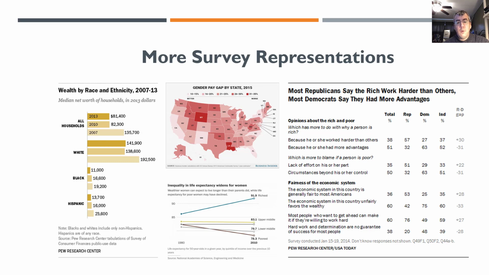All the way to the right, we have another type of percentage poll based upon specific questions. They're asking questions between rich and poor about who works harder, and they're targeting Republicans, Democrats, and independents, and looking at the percentage of each. They'll ask a question such as, which has more to do with why a person is rich? And they ask, because he or she works harder than others. And you see Republicans stated 57% of the time somebody is rich because they work harder, while only 27% of Democrats stated that they are rich because of hard work. And independents agreed with that statement 37% of the time. So there are different ways of representing data as well as different questions to be asking through those representations.